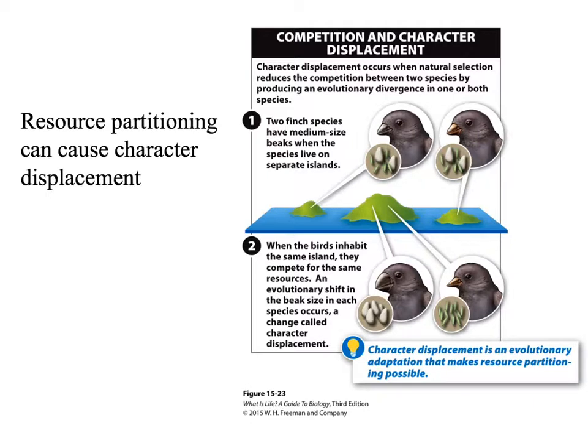We see that these finches, whenever they are separate on islands by themselves, have a wide variety of beak sizes that can utilize all sizes of seeds. When the two species of birds are found on the same island, one bird has a larger beak and only eats larger seeds. The other birds have a smaller beak size and only eat the smaller seeds. These characters have been displaced by natural selection.